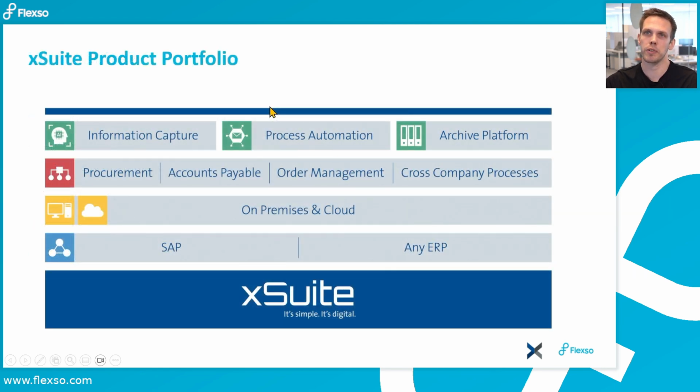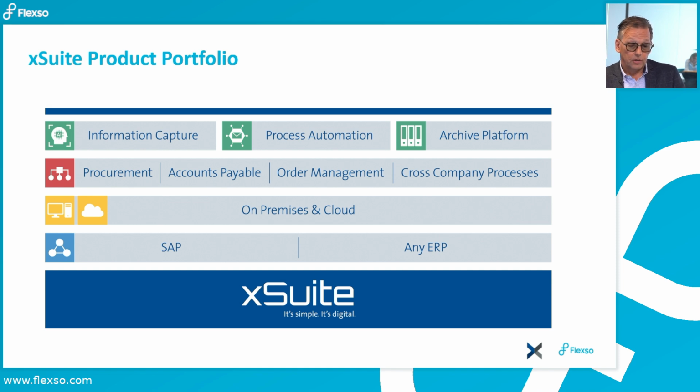Okay, and for the next part, I give the word to Hans, and he will talk about the solution in more detail. Thank you, Arno, for the introduction. First, we would like to explain a little bit about xSuite and xSuite's product portfolio. In principle, we have three main pillars: information capturing, process automation, and archive platform.